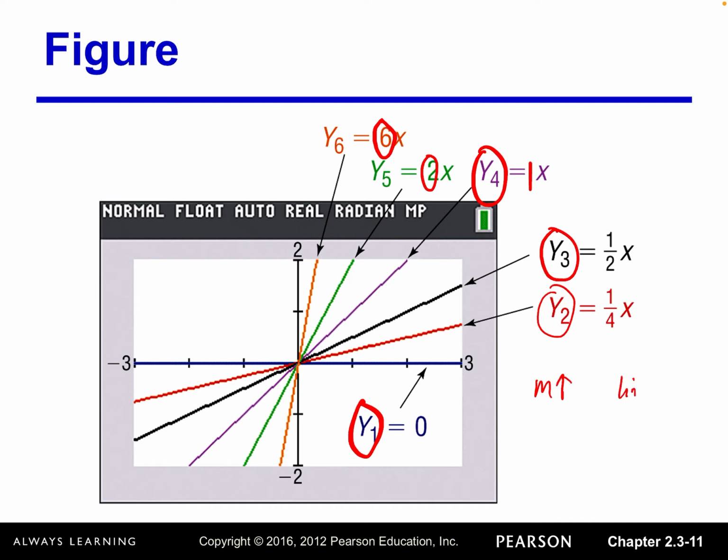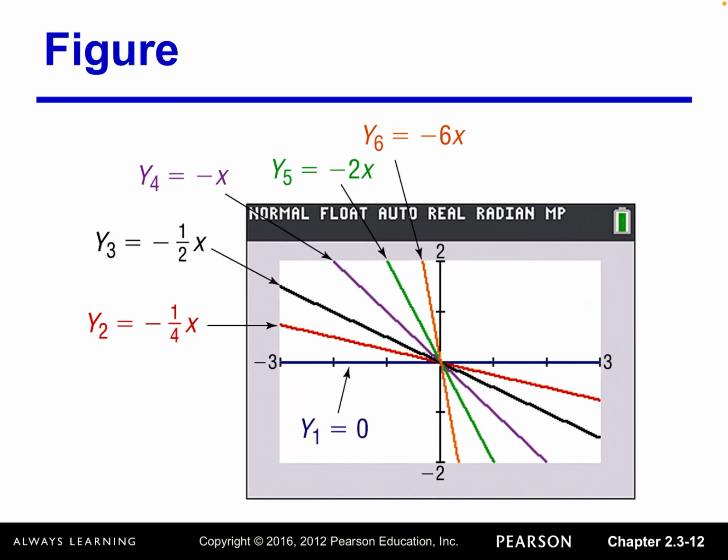The line is closer to the y-axis. So as the value of the slope increases, the line goes uphill more steeply, and the line is closer to the y-axis. And then what about a group of negative slope or decreasing lines?